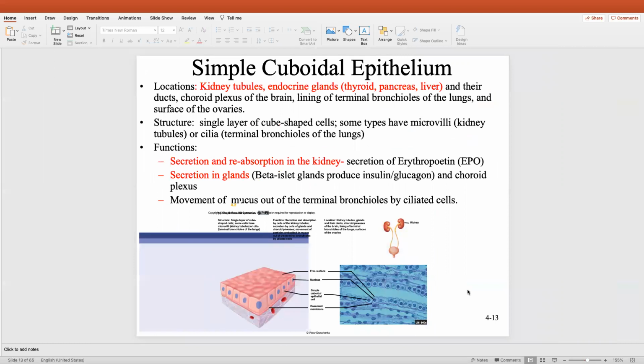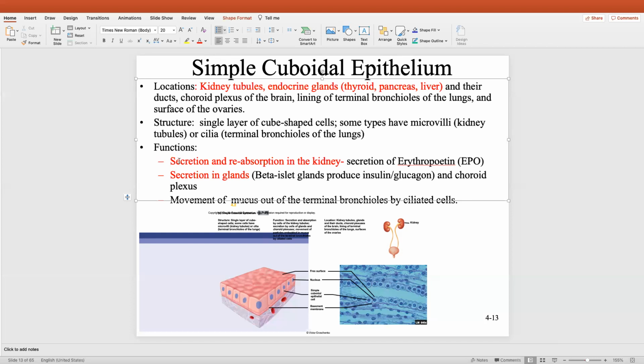Simple cuboidal cells are found in the kidney tubules. They're also found in your endocrine glands. Especially in the endocrine system, we find these types of cells in the thyroid, the pancreas, and the liver. So these are locations I want you to know for the lecture exam, right? Single layer of cube cells. Some have microvilli, some have cilia. I want you to know location and function.